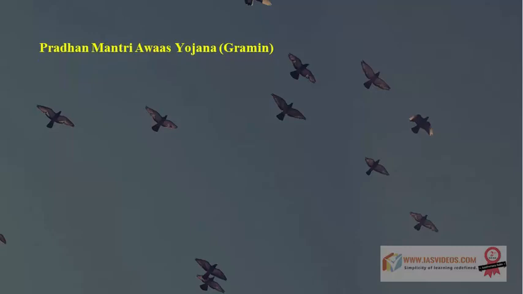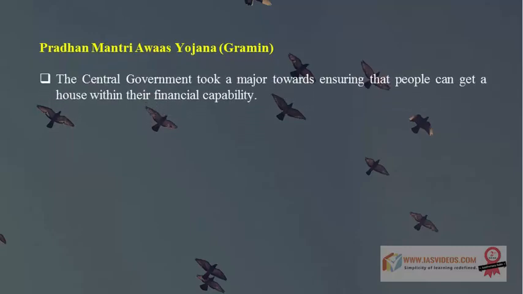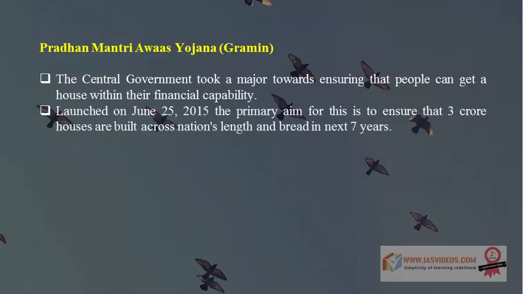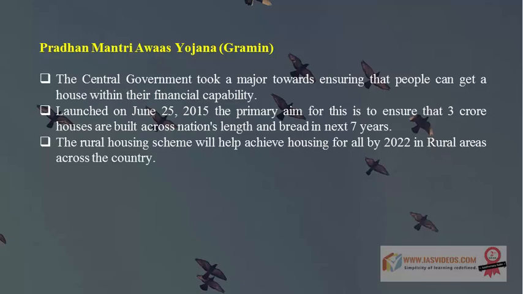Pradhan Mantri Awaas Yojana, Gramin. The central government took a measure towards ensuring that people can get a house within their financial capability. Launched on June 25, 2015, the primary aim is to ensure that 3 crore houses are built across the nation's length and breadth in the next 7 years. The Rural Housing Scheme will help achieve housing for all by 2022 in rural areas across the country.